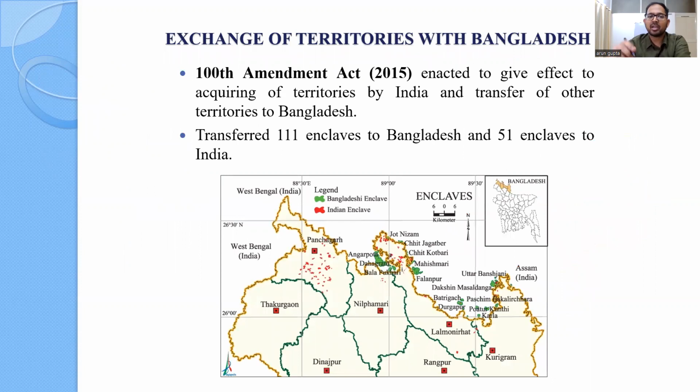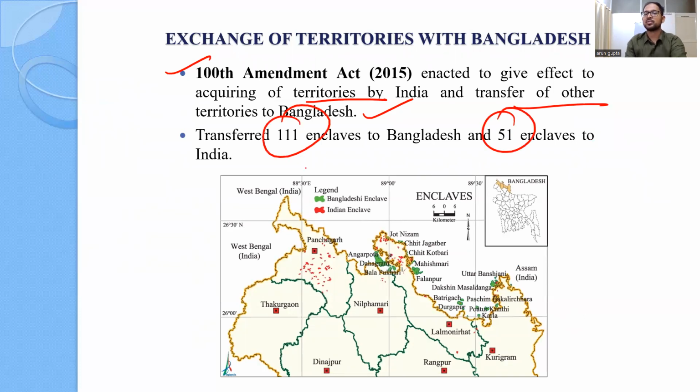For example, the exchange of territories with Bangladesh: the 100th Constitutional Amendment Act of 2015 was enacted to give effect to the acquiring of territories by India and the transfer of other territories to Bangladesh. 51 enclaves were acquired by India, and 111 enclaves were transferred to Bangladesh under the 100th Amendment Act. So Parliament, by an amendment, can do that also.